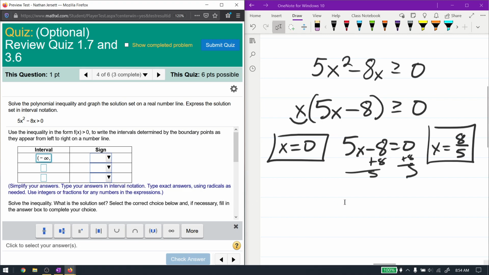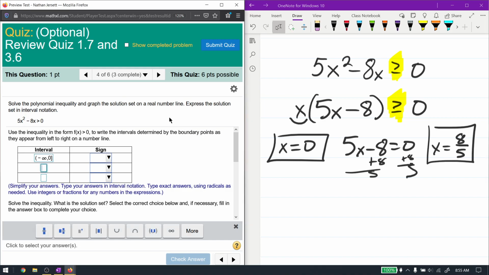8/5 is greater than 0, so you're going to go like that. In this case, we will include the endpoints. That's because this is greater than or equal to, so we're going to include the boundary points. That's not always the case when you're dealing with rational inequalities, because you can have division by 0. But this one, there is no worry for that.